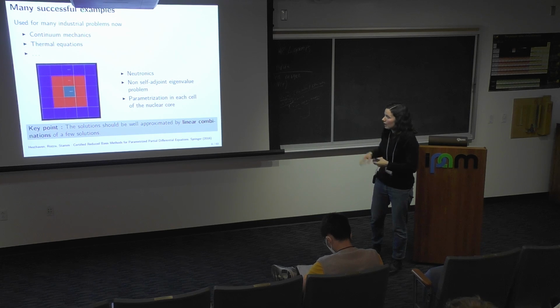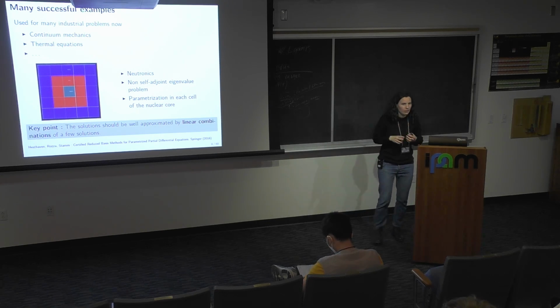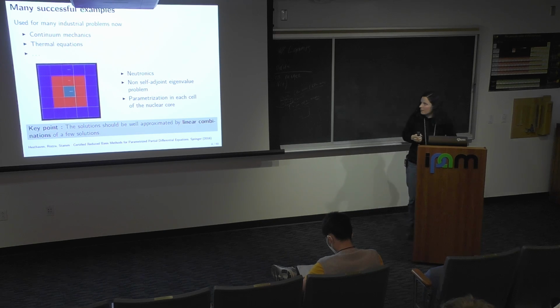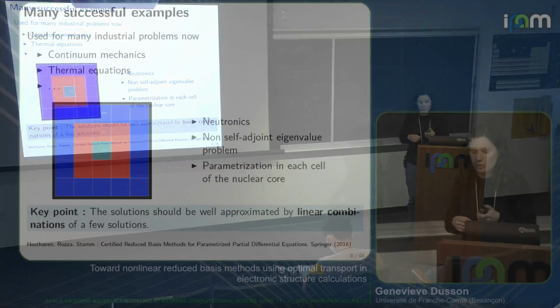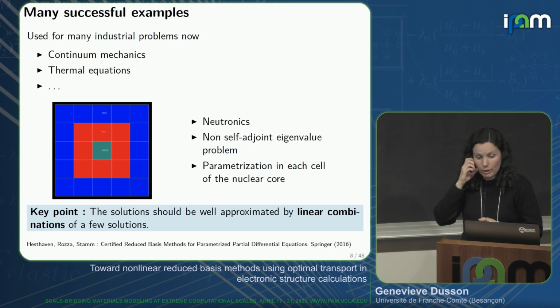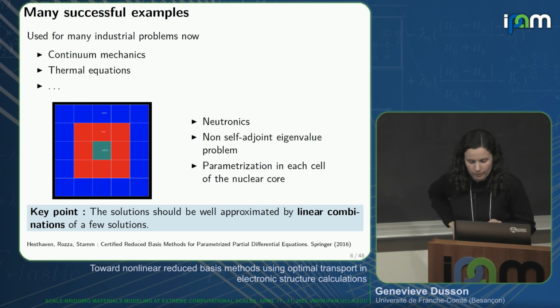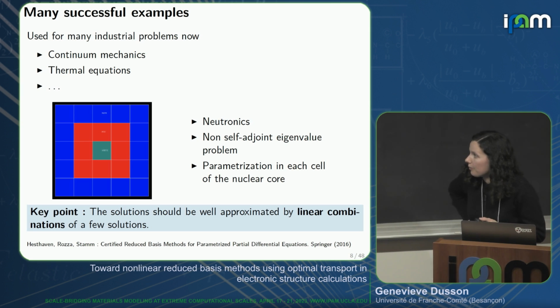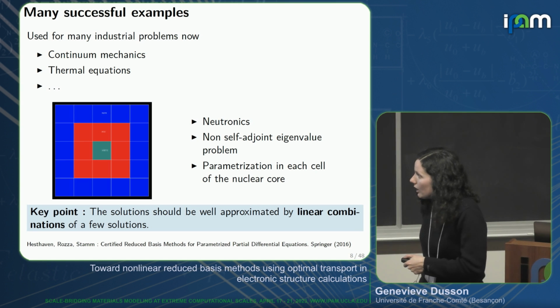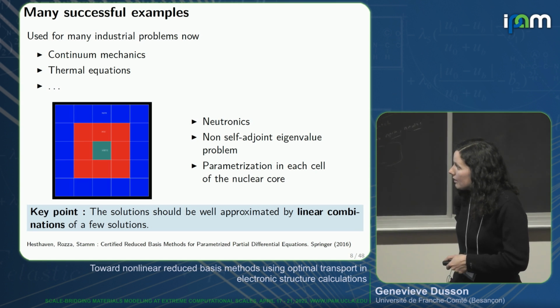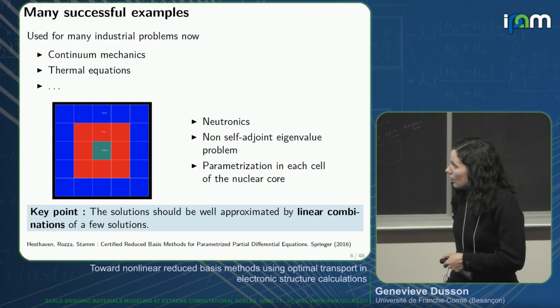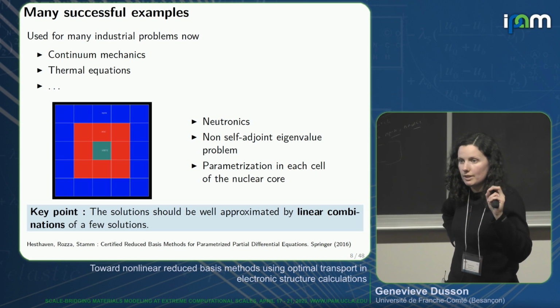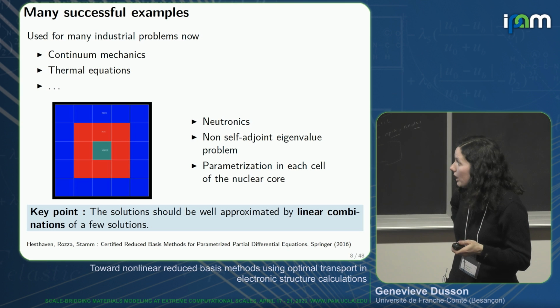Okay, and so this is used a lot nowadays in the industry. For example, it has been very successful in continuum mechanics or for thermal equations. There is another project I'm working on with the French Atomic Agency on a neutronic problem. In that case, we have a nuclear core which is divided into a few cells where you put the uranium. And this gives you different parameters for your equations.